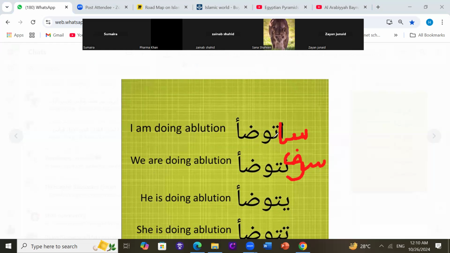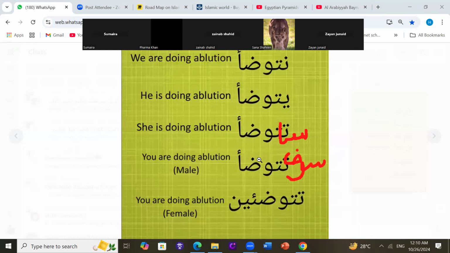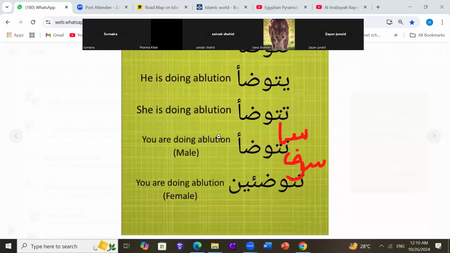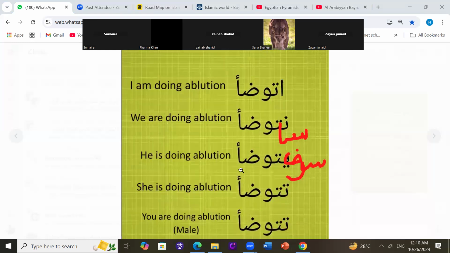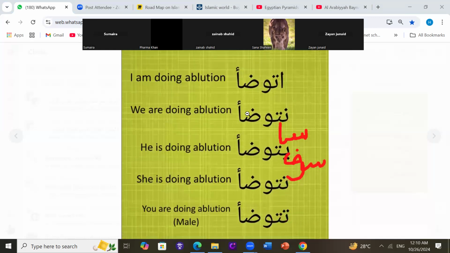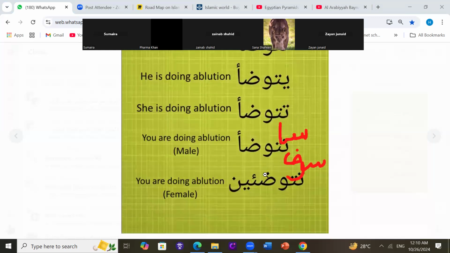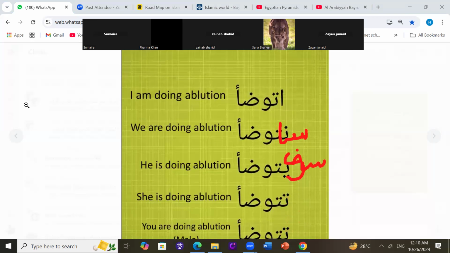All of the words will come as it is. Sawfa na-tawaddau, sawfa ya-tawaddau, sawfa ta-tawaddau, ta-tawaddagina. If there would be any confusion to understand alif, noon, ya, ta, ta, ta. If there would be still any confusion, kindly let me know so we can discuss more about this.